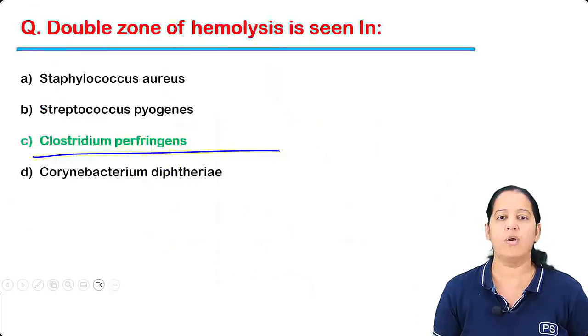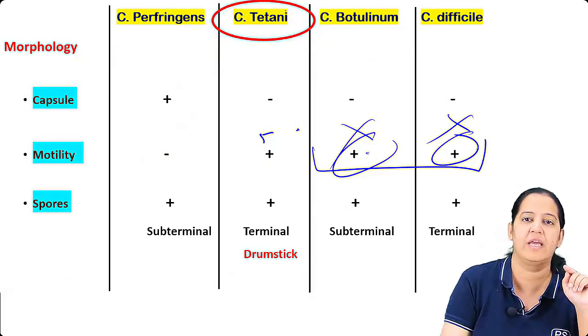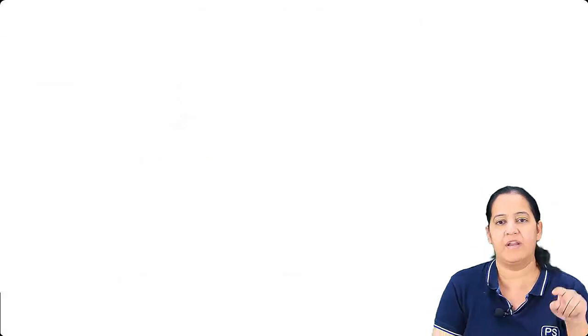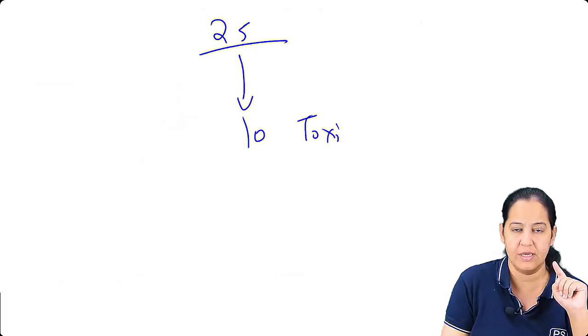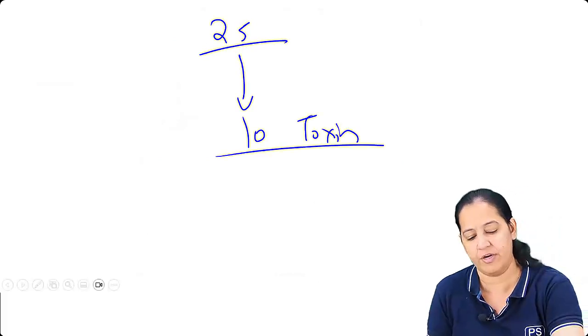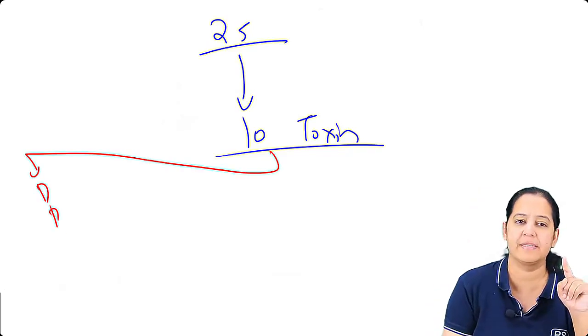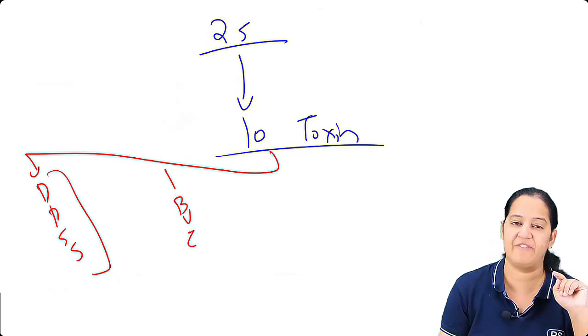Now listen to what I am going to tell you, something very unique. Have I taught you that in your syllabus there are 25 bacteria, out of which 10 form toxin? Out of the 10, 8 toxins I already taught you. 4 of them are DPSS. They all inhibit protein synthesis.